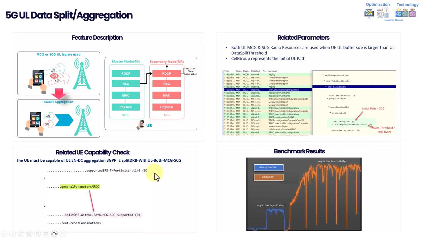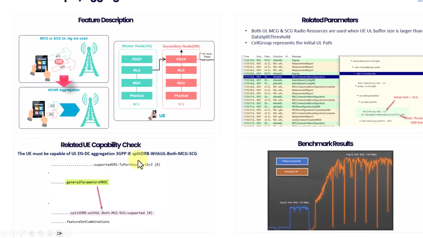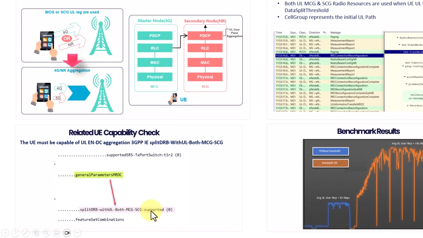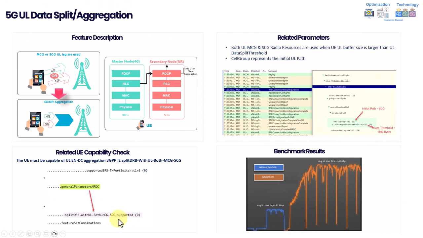So how do we verify this from the drive test logs or from the traces in general? Not all UEs support this particular feature. As you can see in the bottom left, from the UE capability message information, especially for the MRDC, you need to go into the UE capability, into the section called general parameters. Under this part, you will find split DRB with uplink both MCG and SCG supported. If this is not included or it shows not supported, it means uplink data split is not working for this particular device. So you need to verify this message before doing any drive test.